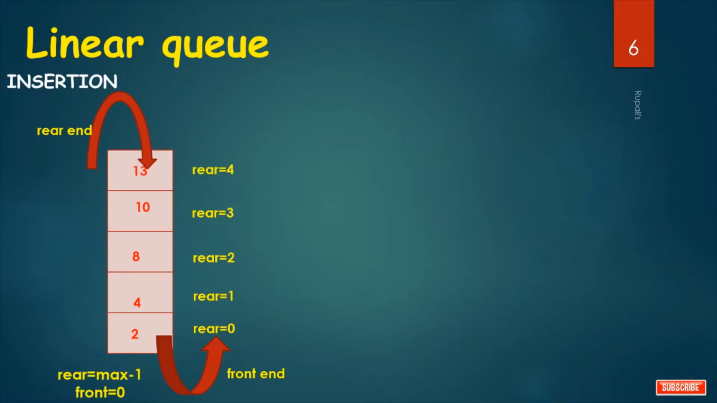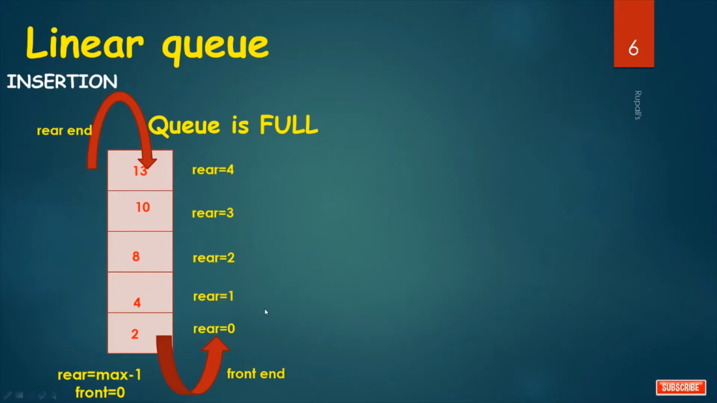Now see, in this situation the value of rear is max minus 1. What is max? Max is the maximum number of elements that the queue can hold. So here the value of max is what? 1, 2, 3, 4, 5. So the value of max is 5. So the value of rear is 4 because rear starts from 0. So when the value of rear is max minus 1, we can say that our queue is full. Now see, the value of front is still 0 because no element is deleted yet.